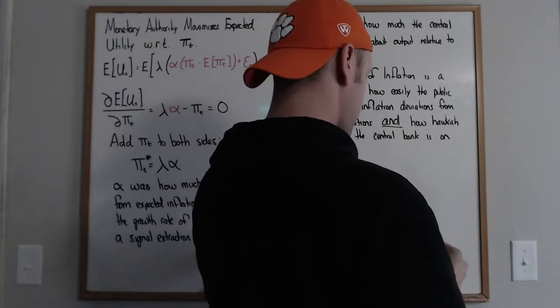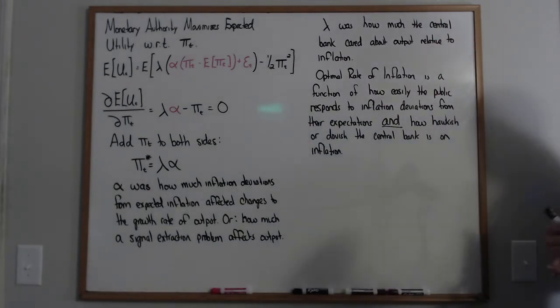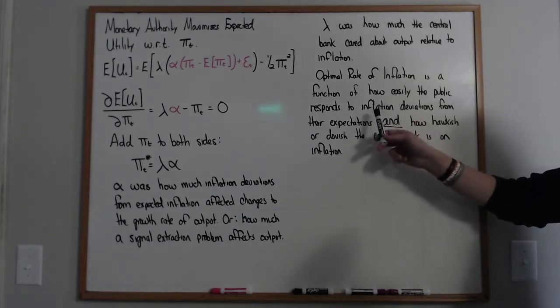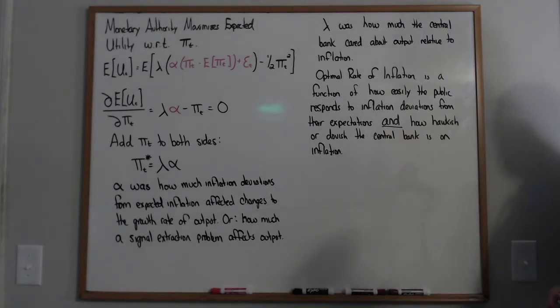the optimal rate of inflation is a function of alpha and lambda. Alpha is how easily the public will be responding to inflation deviations from their expectations, and how hawkish or dovish the central bank is on inflation, which is lambda. So how easily they respond to inflation deviations is alpha. How much the central bank cares about the relationship between output and unemployment is lambda. When you multiply those two together, they are interacting with one another, and that will determine what the optimal rate of inflation is.